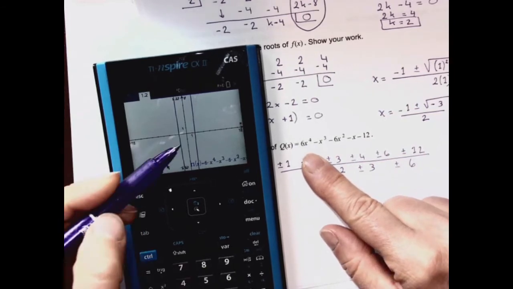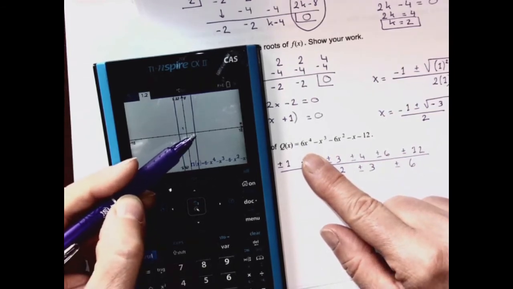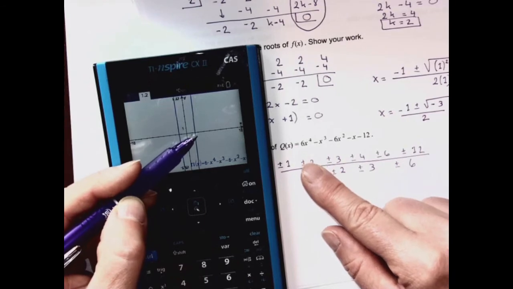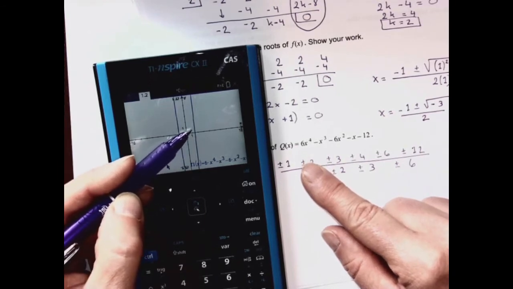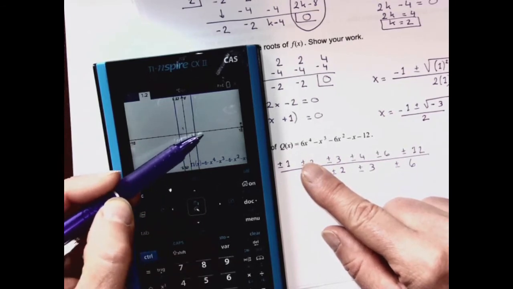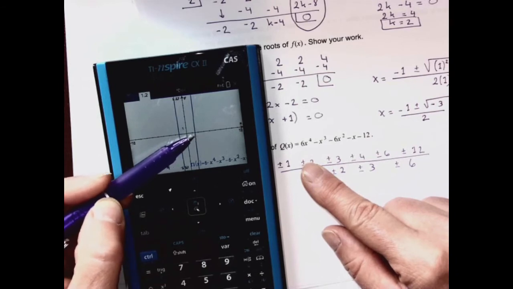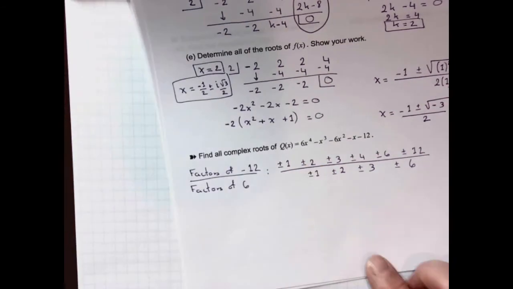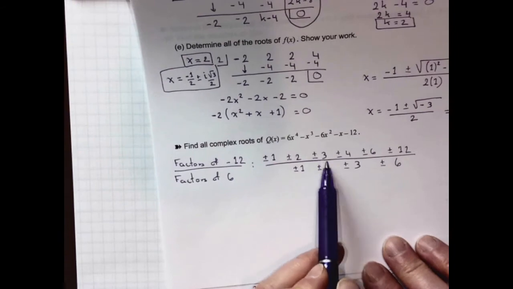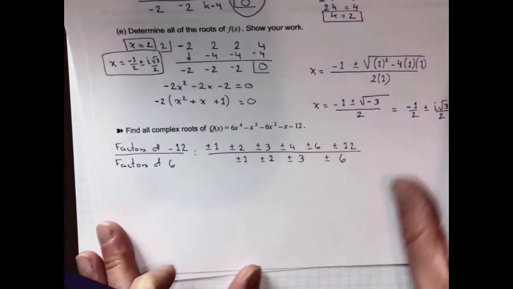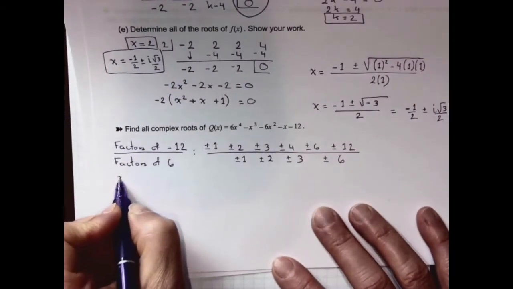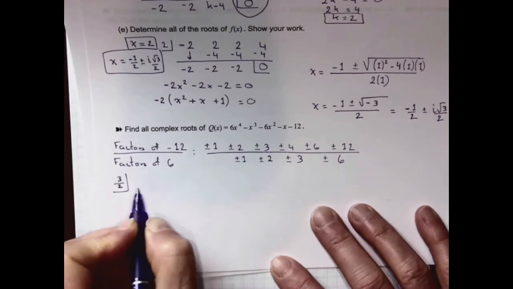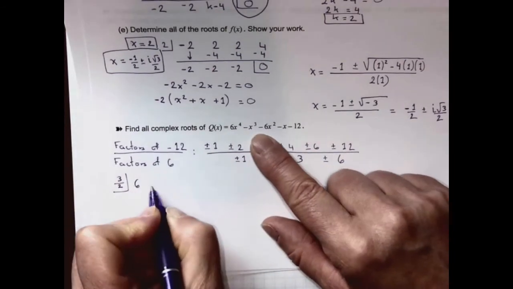But it looks like I have a root toward 1.5, so that would be like 3 over 2. Do you see how I decide that? It's not on any integer, but it's between 1 and 2. And it looks like 3/2 will be one of my solutions. So I'm going to test 3/2. So I'm going to say, okay, I want 3 over 2 in my box. And then I'm going to do my synthetic division.